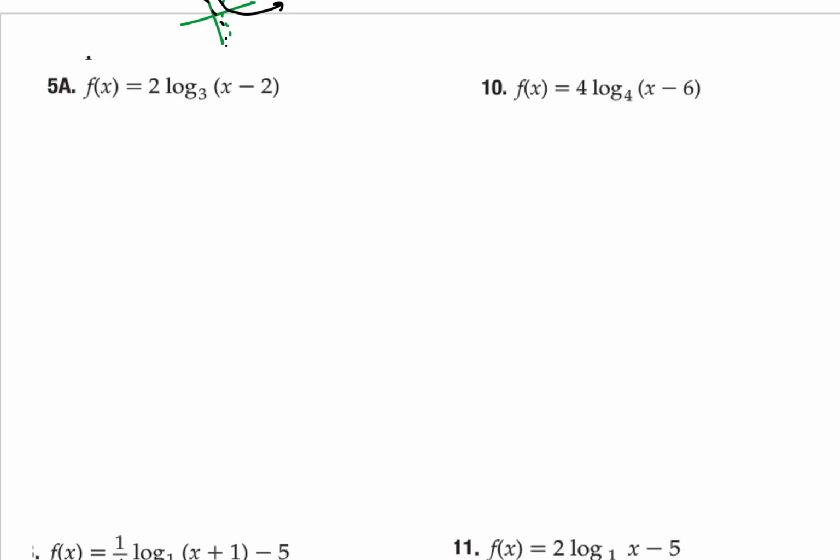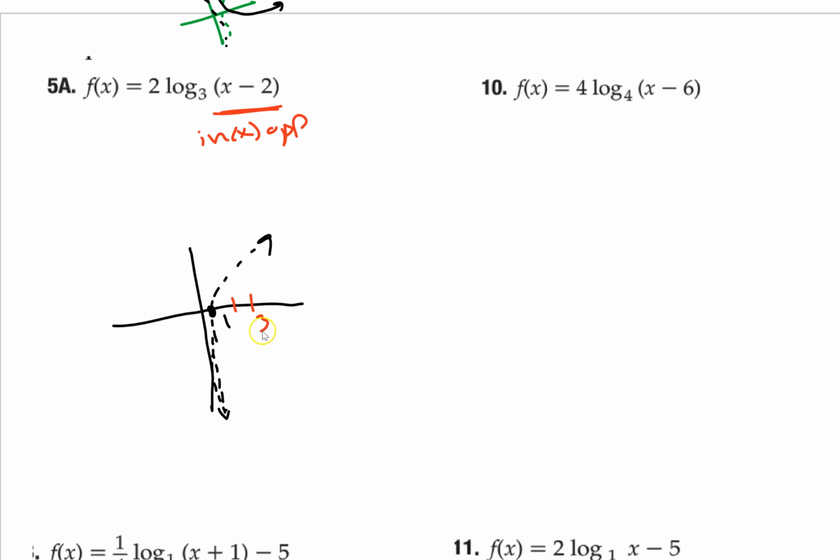So let's look at a few of these. So this one here, it's my straight line because I can't draw a straight line for the life of me. Right, let's talk about what a basic graph looks like. A basic log graph looks like this, something to that effect, crosses at 1. Now let's look at what this graph's telling us to do. Inside x opposite. So we're going to move it right 2. So instead of being at 1 here, we're going to cross at 3.